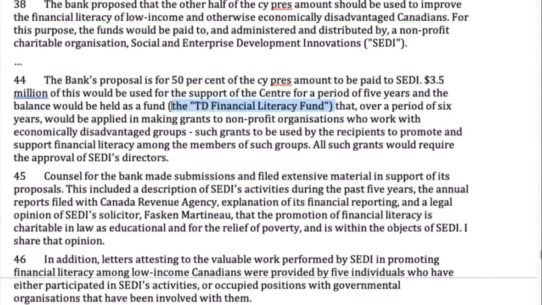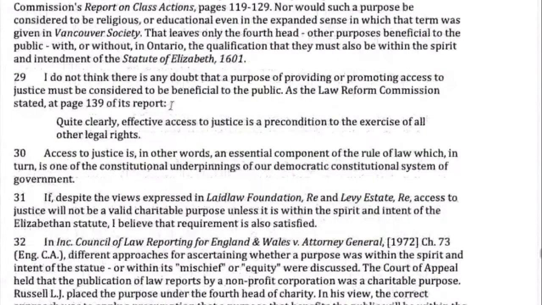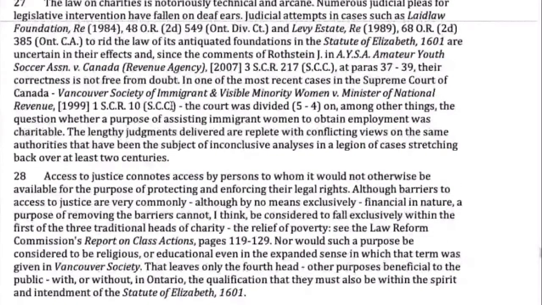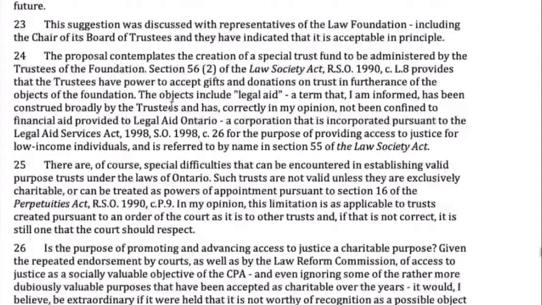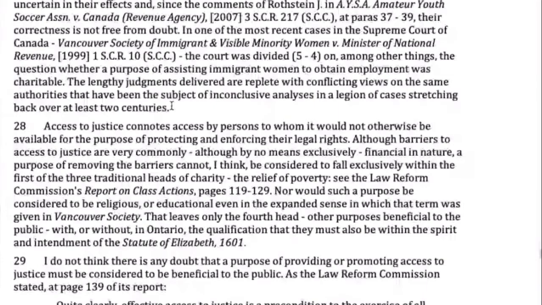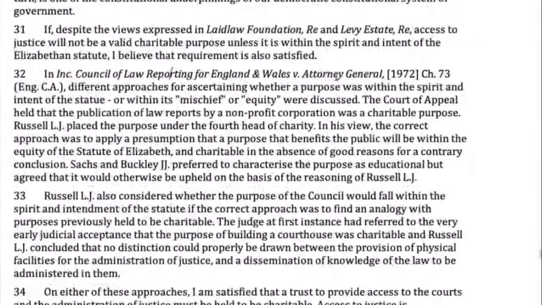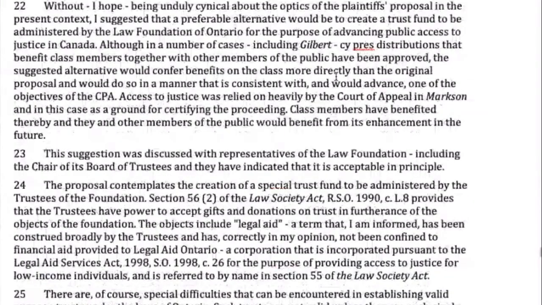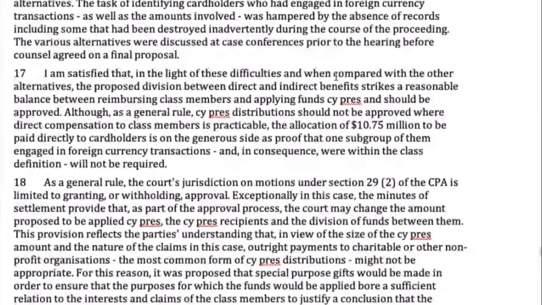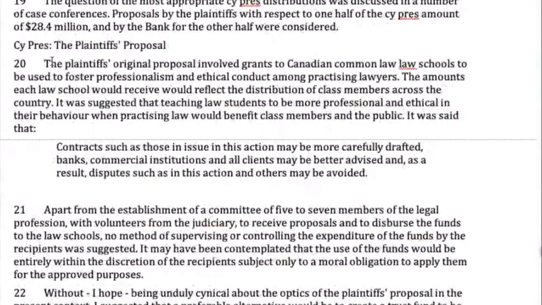The plaintiffs have another idea of what to do with the 39 million. They say there's this idea of giving it to, this was actually a brilliant idea, give it to law professors to do research. So that was a beaut. That also didn't end up flying. That was thought to be a little bit too obviously elitist. And here it is, plaintiffs give grants to Canadian common law schools used to foster professionalism and ethical conduct among practicing lawyers. So I would have voted for that one. We could have given it to the law students.